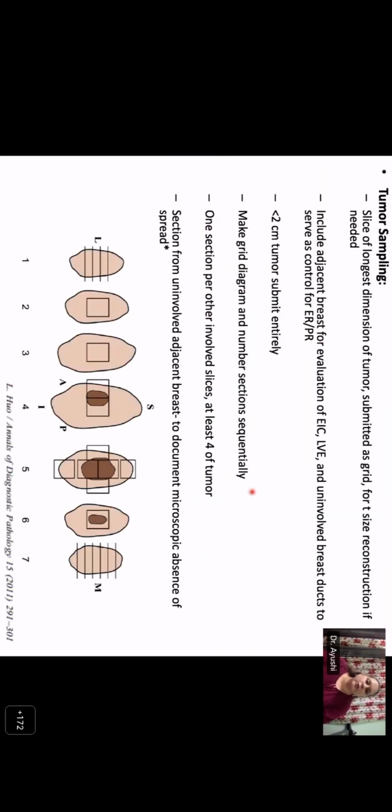Then we come to how much of the tumor to sample. So you have to slice the tumor in the longest dimension. If this is the longest dimension, we should submit the slice with one grid of the tumor. For T-size, reconstruction is needed for microscopic examination. I will tell how this is done.